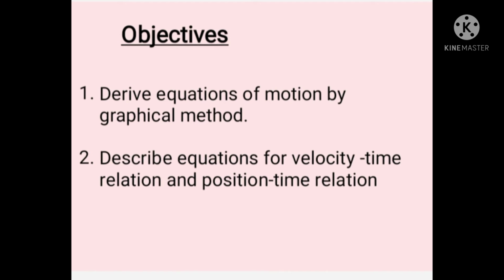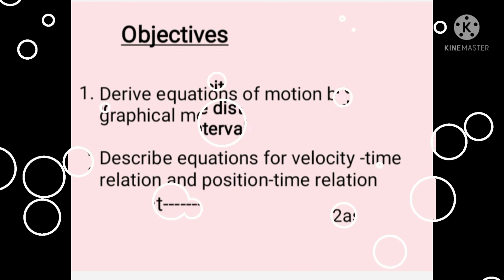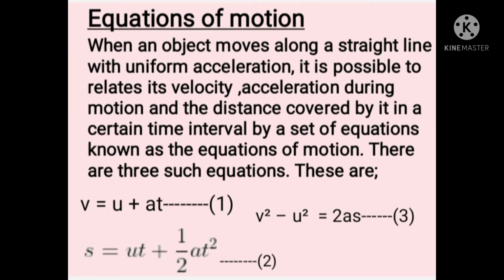At the end of this module, you can derive equations of motion by graphical method, and also you can describe the equations for velocity time relation and position time relation. In our last class, we studied the graphical representation of motion in a line graph. You know the shape of the velocity time graph for a car or a vehicle moving with uniform acceleration. In this module, our first topic is equations of motion by graphical method.